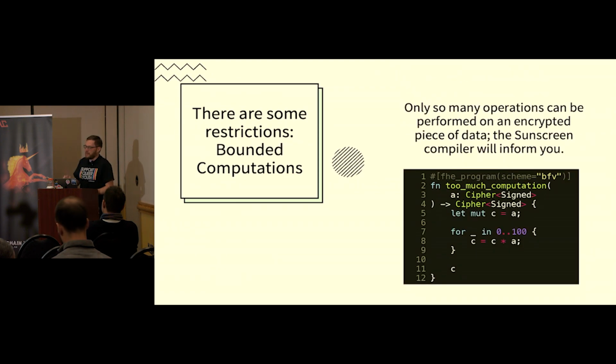There's also a bound on the amount of operations you can perform. So here, I've done a loop of size 100. I mentioned there was noise that was added into your ciphertext, and that grows to a certain extent. There is a limit to how many computations you can do. Our compiler will complain at you if you try to do too many.